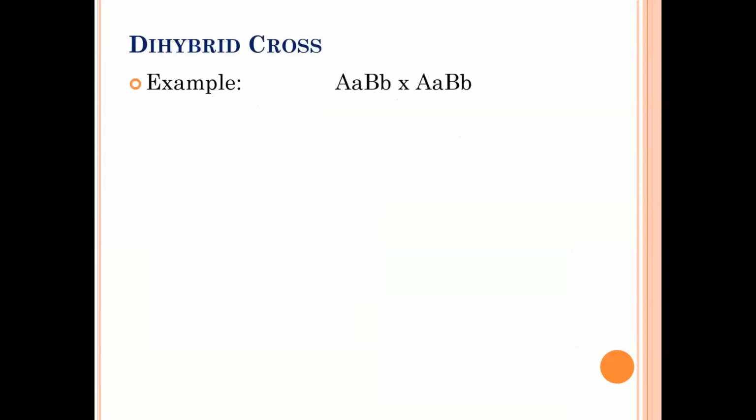All right. Here's an example of a dihybrid cross. This is where I usually start losing students. So if you need to pause and then come back for this, this is going to be a little intense. So you might want to take a little break.